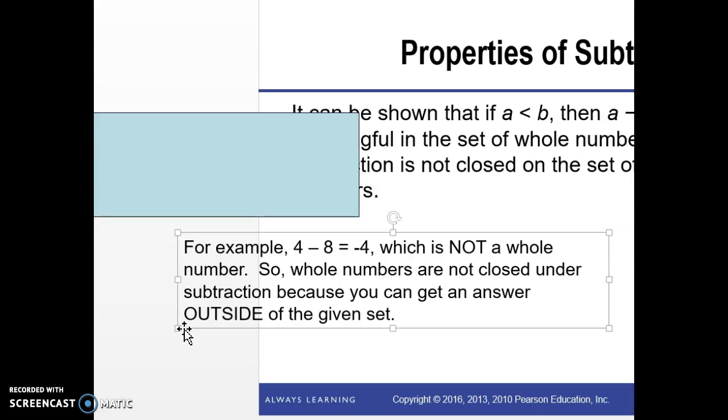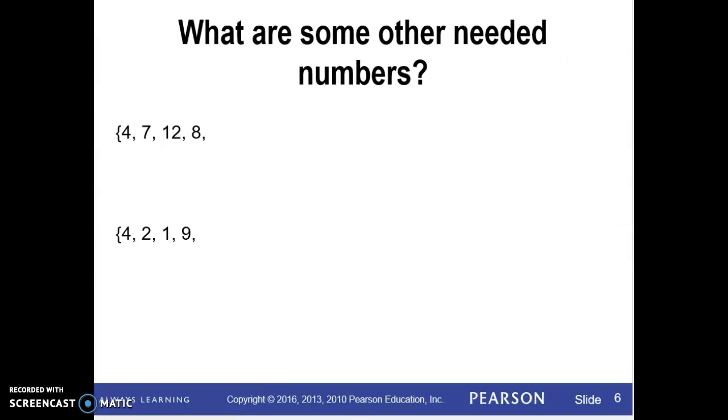So therefore, the whole numbers are not closed because when I subtract those, I have a number that's outside of the room. I have to open up the door to get a new number. So it's not closed. All right, so let's look at a set here. What are some other numbers that might need to be included in order for this set to be closed?